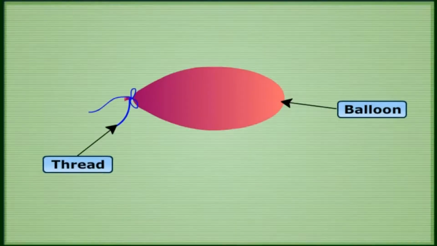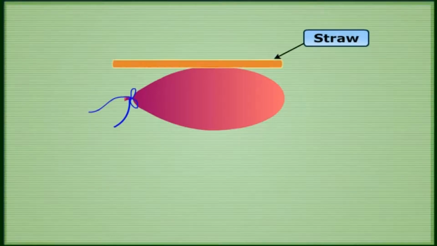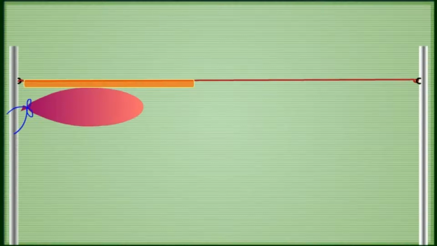Take a fully inflated balloon. Tie its neck with a thread. Fix a straw on the surface of this balloon using adhesive tape. Pass a thread through the straw and fix its two ends on the wall, as shown.